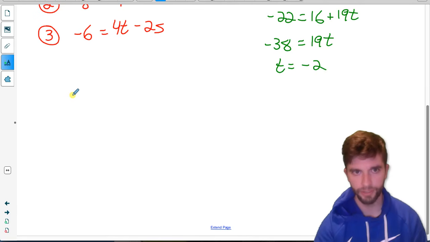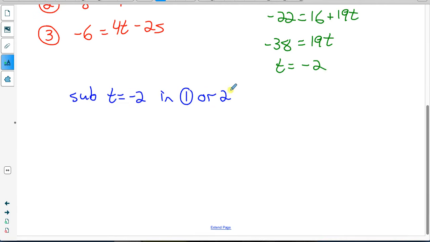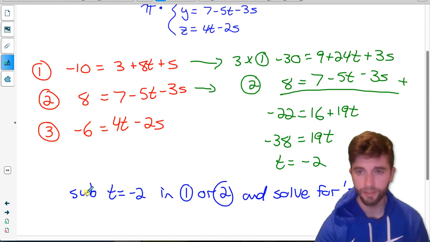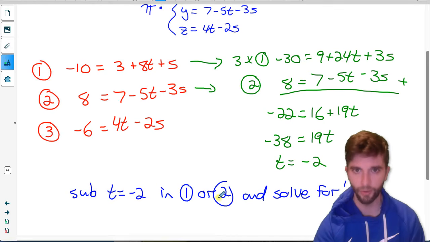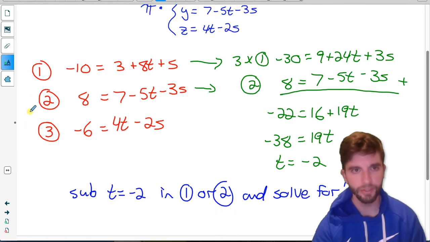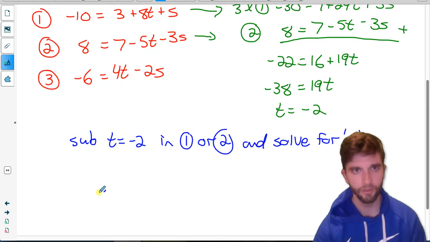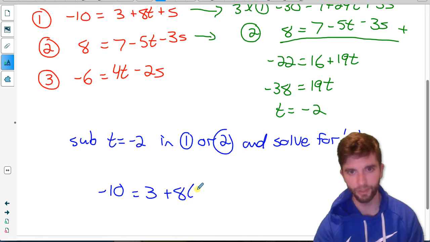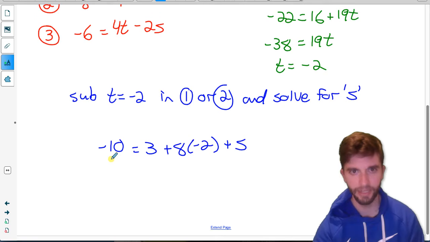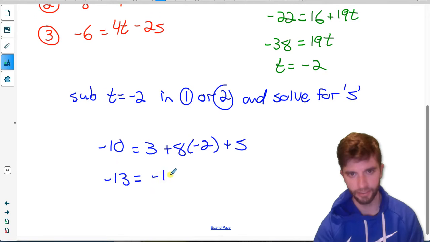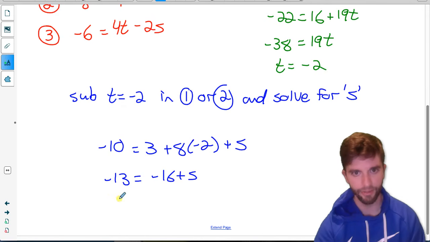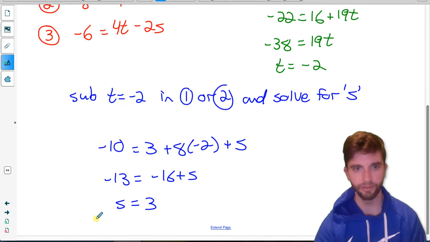So let me make a note of what we're doing now. We will get the same answer for s, no matter whether we sub t equals negative 2 into equation 1 or 2. But I'm going to choose equation 1. So negative 10 equals 3 plus 8 times t, and we solve t to be negative 2, plus s. And now let's solve this equation for s. I'll subtract the 3 over, negative 13 equals negative 16 plus s. Add the 16 over, I get s equals 3.